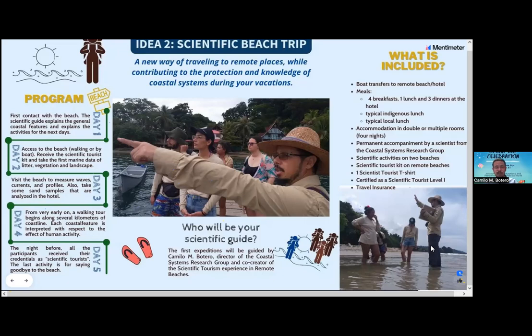On day four, from very early on, we will do a walking tour. We will begin a walking tour along several kilometers of coastline. It's like an expedition, and each coastal feature is interpreted with respect to the effects of human activity. It means that we will be walking and explaining directly on the coast each of these features and phenomena. And on the last day, the night before, the participants will receive their credential as scientific tourists. Then they can say when they go home that they are now officially scientific tourists.